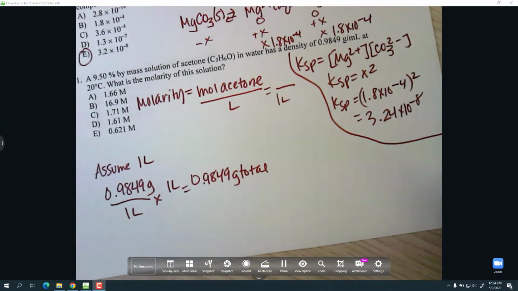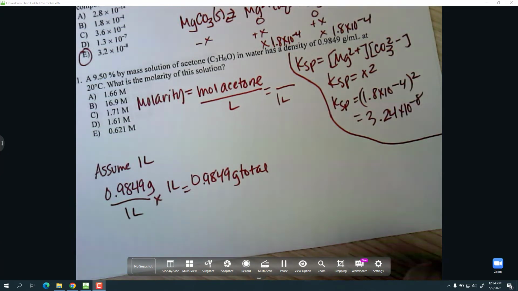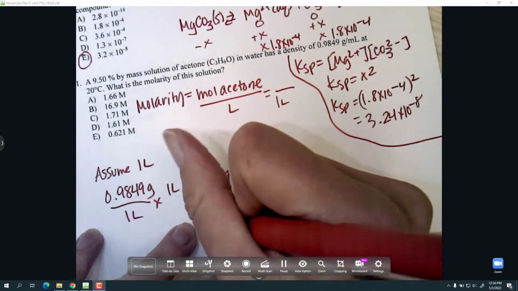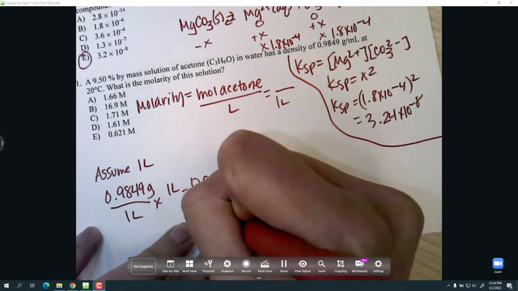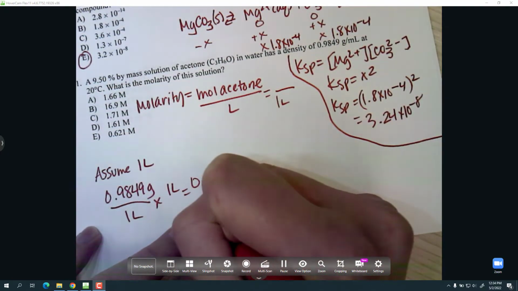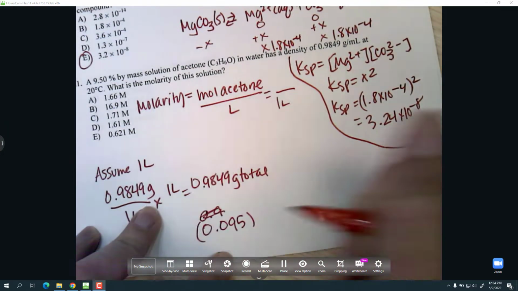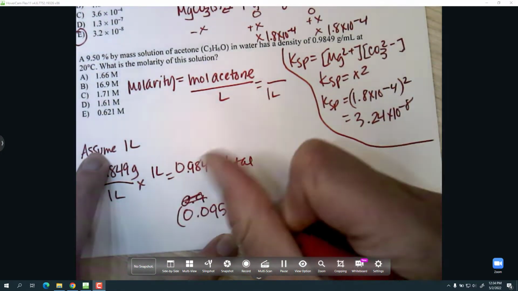my total mass. Now, if this feels like it's a little different, each one's a little different, it is. So I'm just using what I've got, right? If I have a volume, which I do because I assumed 1 liter, and I've got something that includes volume, I can just go with it and see, well, what can I get? I can get this. What can I do with that? Well, I know 9.5% of that is acetone. 0.095 when I change the 9.5% to a decimal.